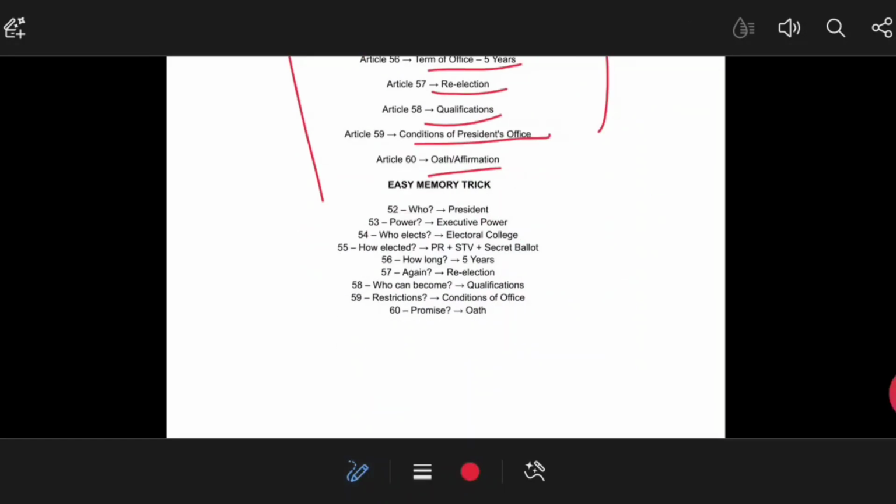You can use this memory trick as well. Article 52 talks about who holds the power, who will elect the president, who constitutes the electoral college, how the president will be elected, how long he remains in the office, whether they are eligible for re-election or not, who can contest the election or who can become the president of India, what some restrictions are, and what oaths the president or anyone acting as president should take before entering office. So this is about the president.